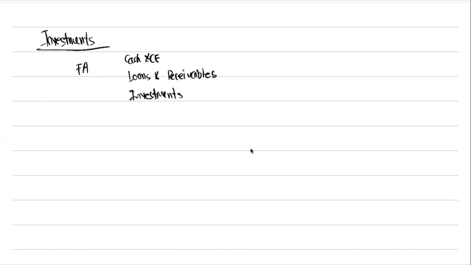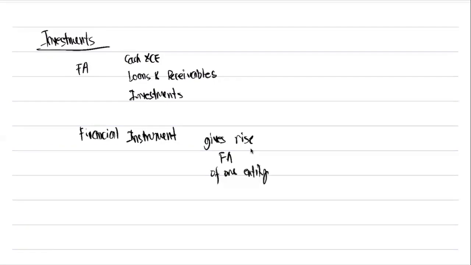Before we go further and look into the different types of investments, we go back to the definition of a financial instrument. So what is a financial instrument? A financial instrument gives rise to a financial asset of one entity and a financial liability or equity instrument of another entity.